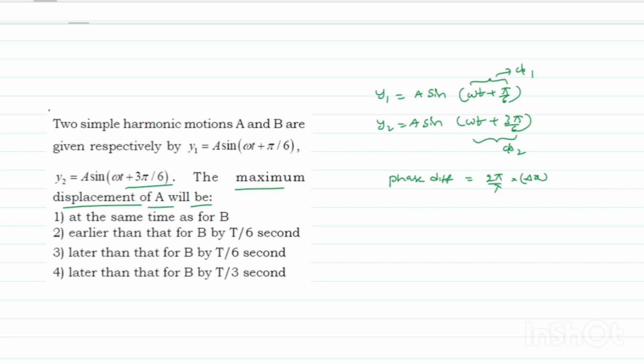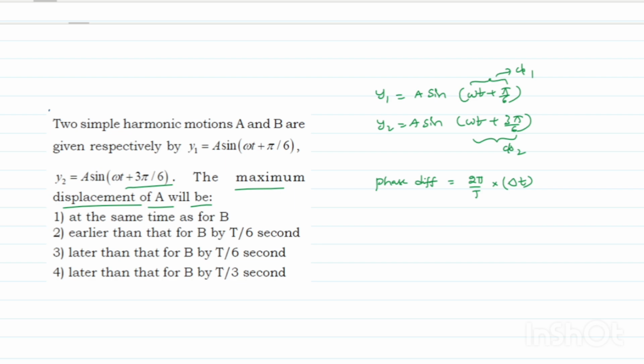So phase difference, which will be equal to the time difference concept, you have to take, students. Here they are asking the time period. So phase difference, which is nothing but 2 pi by T into the time difference, you can take as delta t.